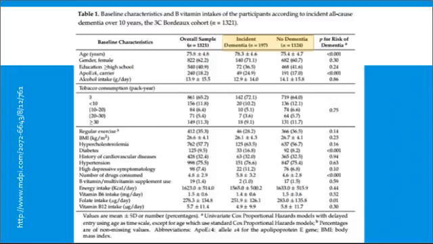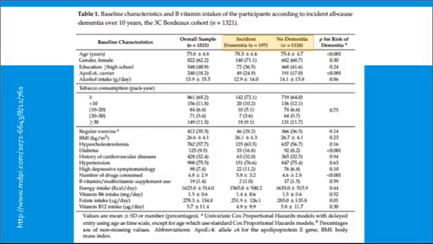This table comes from a cohort study that looked at incident dementia versus no dementia. So a large group of patients are followed forward, and in the end, they are looking for, as people move forward in time, who develops dementia and who doesn't develop dementia.